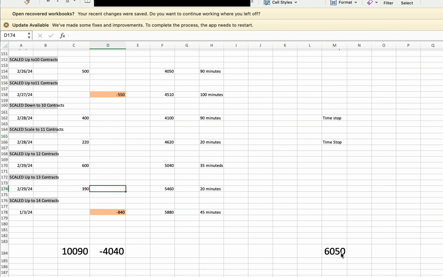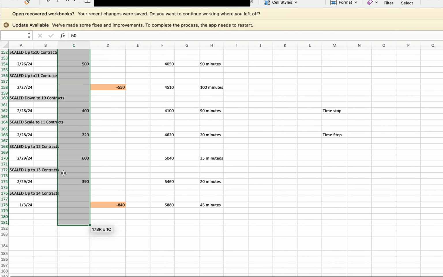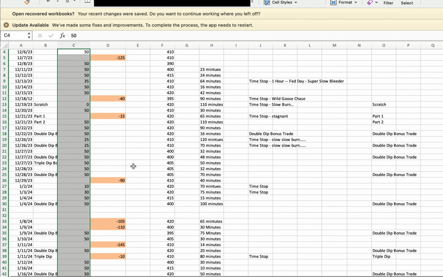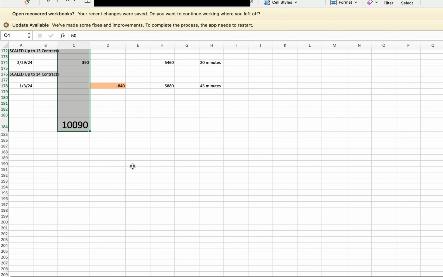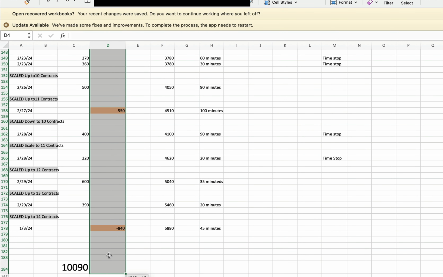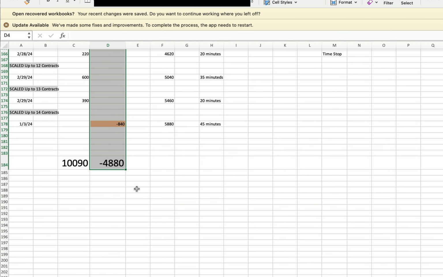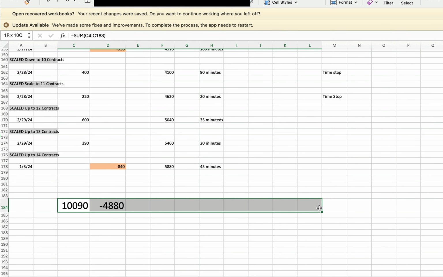I don't think this thing updated. Okay, so what do we got here? So total wins are 10,090. Total losers, $4,880. And then when we calculate those together, we're at 5210.